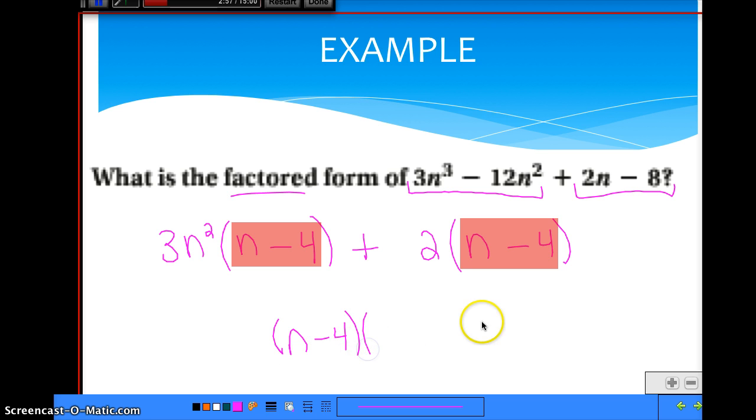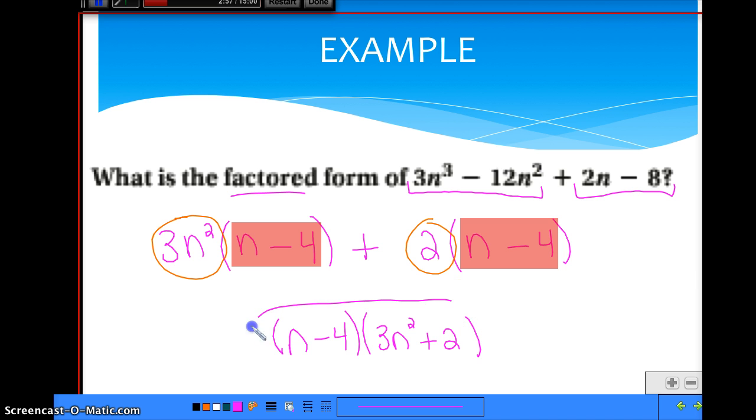The other binomial is going to be comprised of the two GCFs. So the GCF on the first one was 3n squared, and the second one is a positive 2, so it would be plus 2. This binomial can no longer be factored. It's in factored form, fully factored, and 3n squared cannot be factored anymore either. So that would be the final answer.